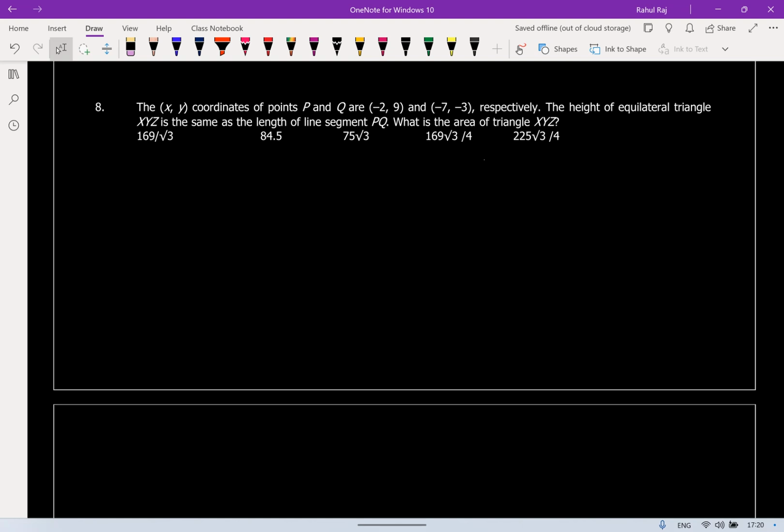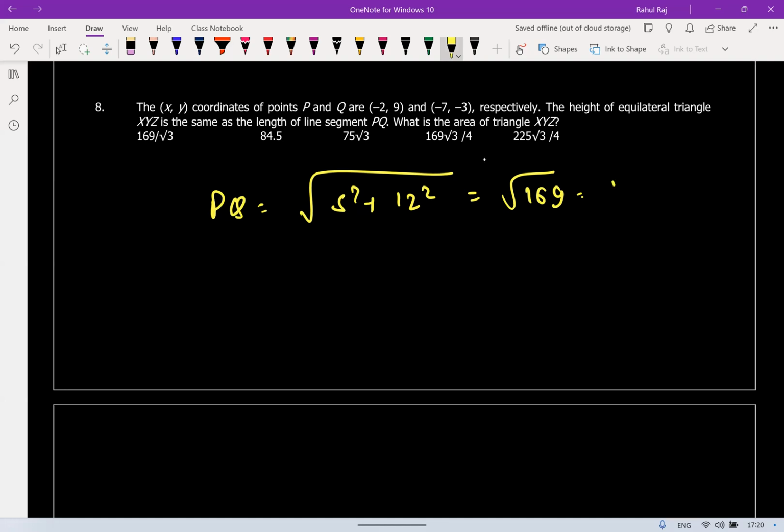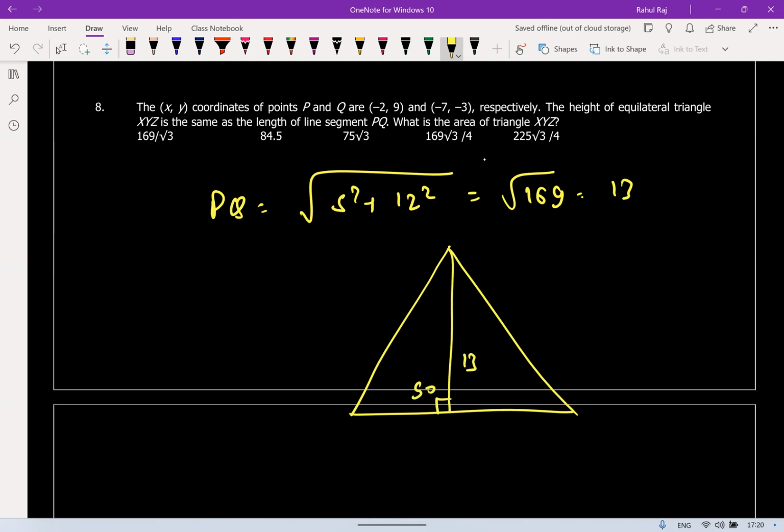So what is the distance between points P and Q? 7 minus 2, 5, squared, plus 3 minus 9, 12, squared, that is 169, that is 13. So 13 is nothing but the height of the equilateral triangle. This is 13. This is 90. All angles of the equilateral triangle are 60 degrees, so this has to be 30. So it has come into the form of 30, 60, 90. This is A, this is A root 3, and this is 2A.